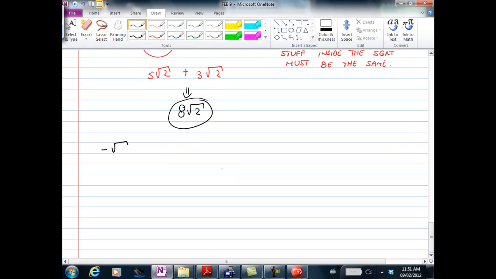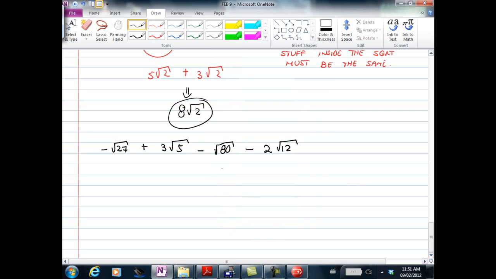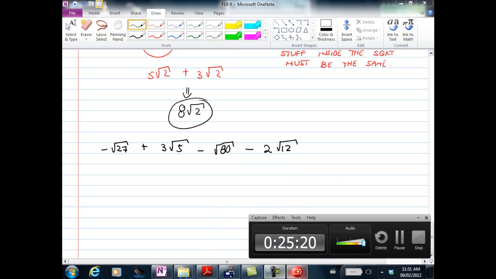Negative root 27 plus 3 root 5 minus root 80 minus 2 root 12. And this will be your last question for lunch. After lunch, I'm just going to give you some questions to practice, and this ends for today. Guys and gals, I want you to learn how to attack. Before you even try to do this question, you should always simplify first. Once you simplify, everything will work out nicely.